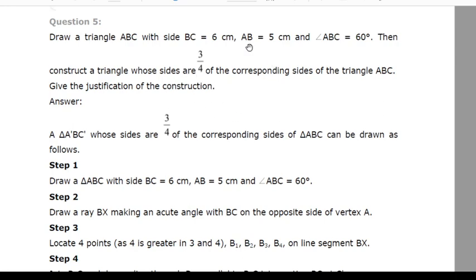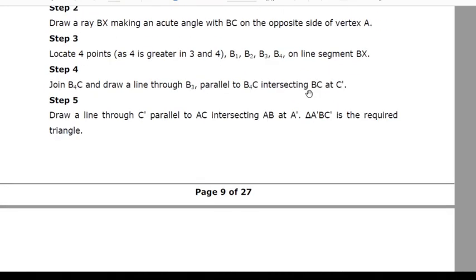Again, this problem is very simple. Here you will get a smaller triangle. So this you also do yourself.